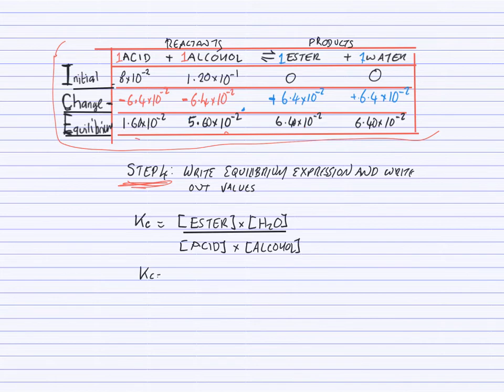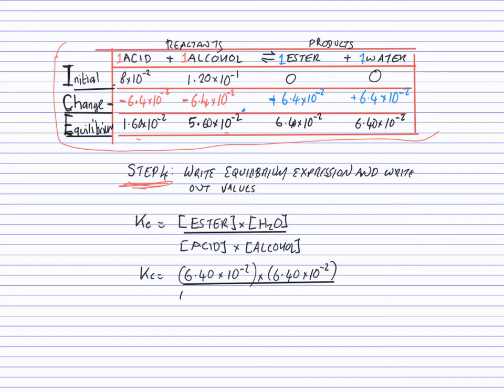And now all we need to do is to put our values in. So the concentration, or the number of moles, the amount of ester, is 6.4 times 10 to the minus 2. In this particular case, so is the amount of water. It's important to note that if we had some initial ester and water to start with, we needed to add those to our equilibrium amount. Divide by the amount of acid, which is 1.6 times 10 to the minus 2. Multiply that by the amount of alcohol, which is 5.6 times 10 to the minus 2.